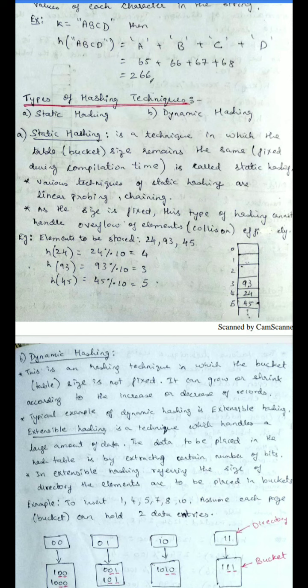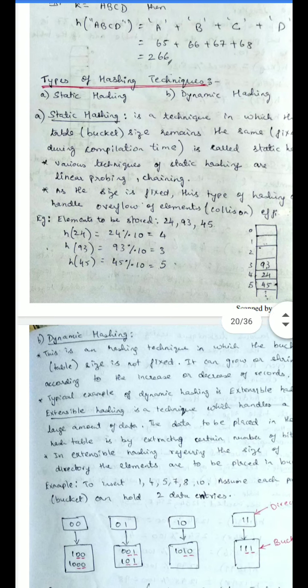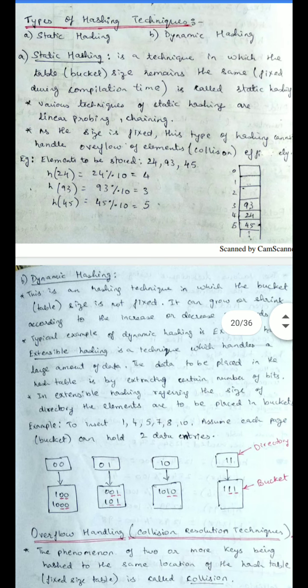Next is dynamic hashing. This is the hashing technique in which the size is not fixed, it can grow or it can shrink. An example of this is extendable hashing. It can place more records as you add the data. The size of the memory is not fixed. In static it is fixed, in dynamic it is not fixed.